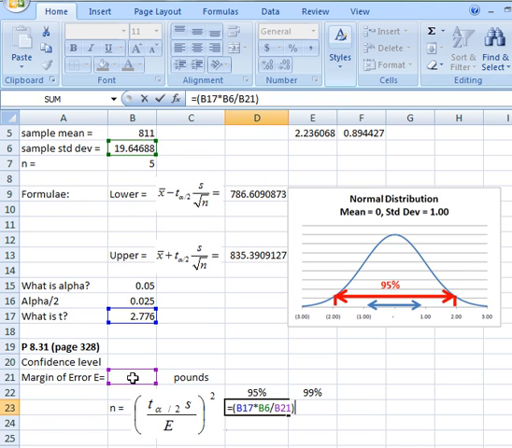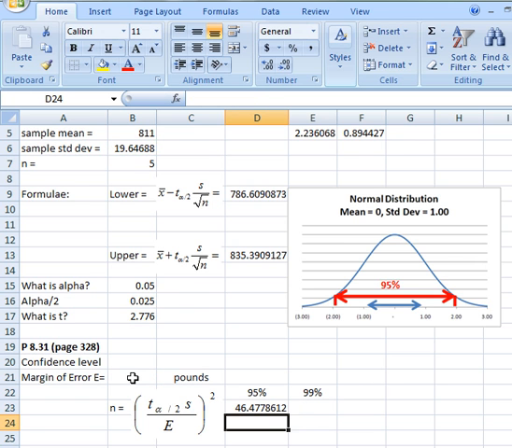And we'll just put a little caret here. Oops, that's the stars, isn't it? Caret, and 2 for squaring it. And we get a value of 46.